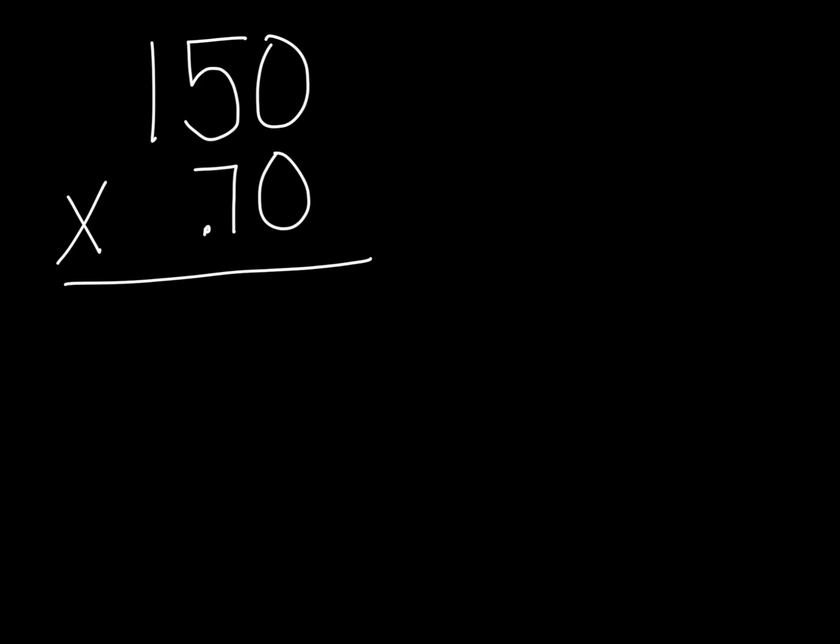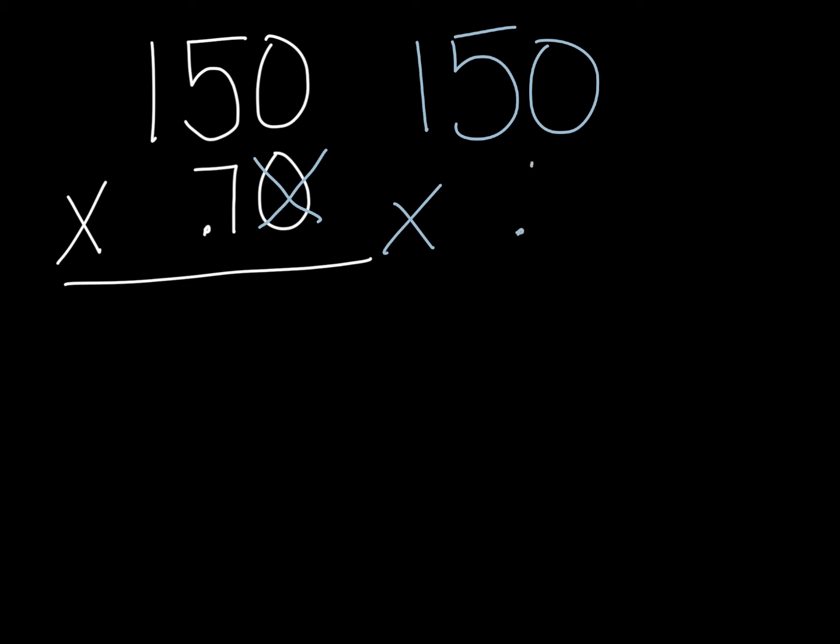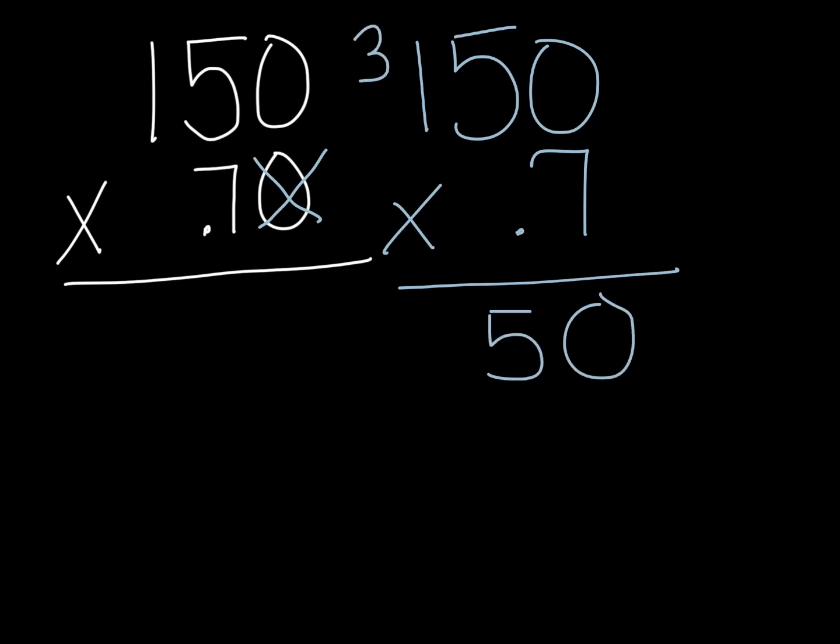So notice I wrote 150 first. I'm going to multiply 150 times 0.70. But when I look at this, do I really need this 0? I don't. So I'm actually going to take 150 and I'm going to multiply it by 0.7. So 7 times 0 is 0. 7 times 5 gives me 35. I carry the 3. 7 times 1 is 7. 7 plus 3 is 10.